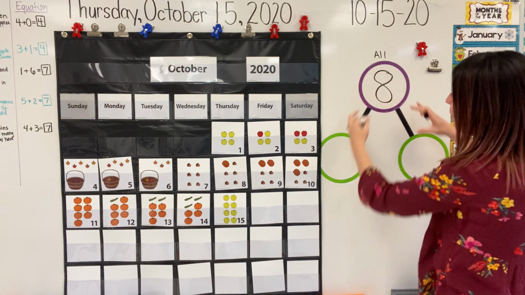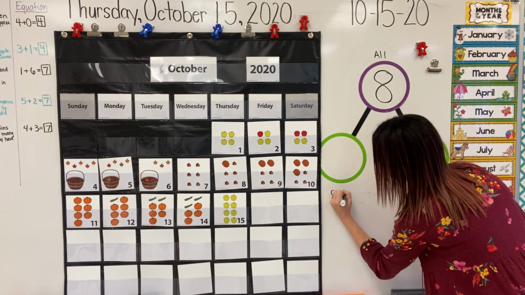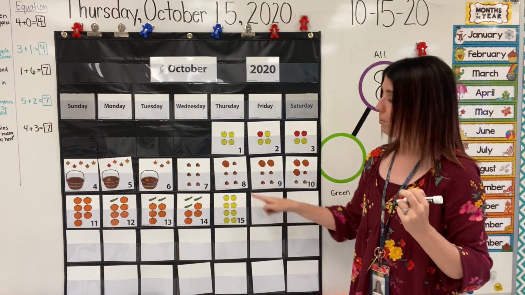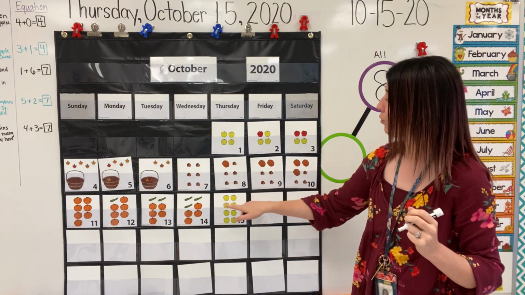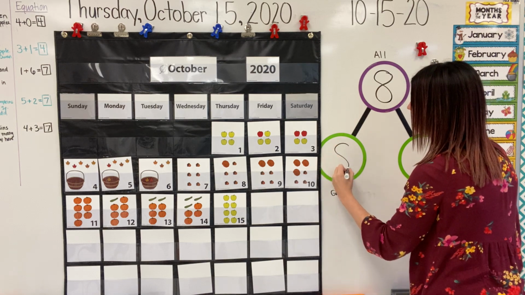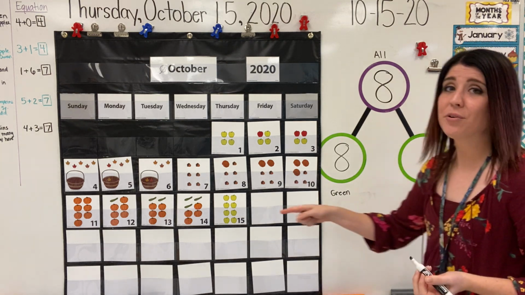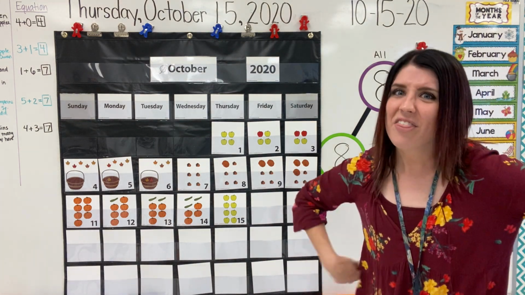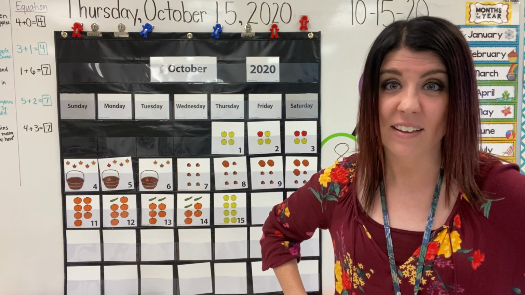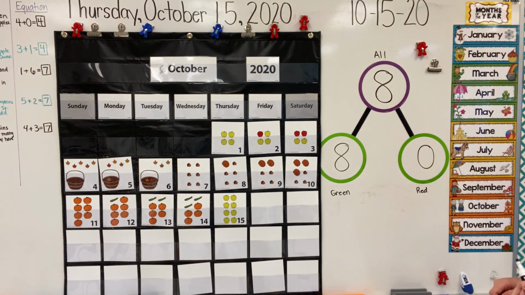Now, these apples are in 2 parts. We have the green part and we have the red part. How many are in the green part? 1, 2, 3, 4, 5, 6, 7, 8. Make an S and close the gate. That's the way you make an 8. How many are in the red part? That's right, there are no red apples. So what number would mean none? 0. We have 0 red apples. You're exactly right. Very good.